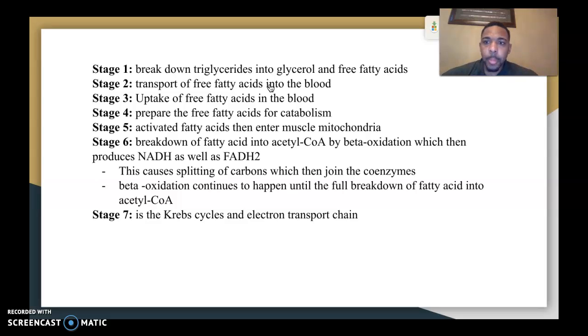Stage 6 is the breakdown of fatty acid into acetyl-CoA by beta oxidation, which then produces NADH as well as FADH2. This causes the splitting of carbons, which then joins the coenzymes. And then beta oxidation continues to happen until the full breakdown of that fatty acid into acetyl-CoA, which, in stage 7, is entered into the Krebs cycle and the electron transport chain.